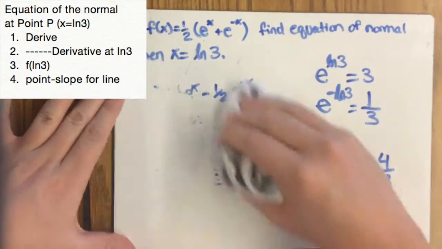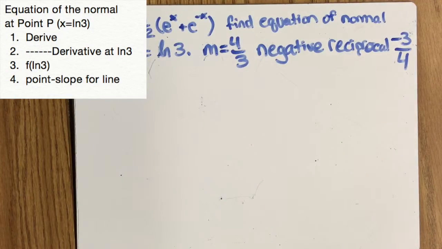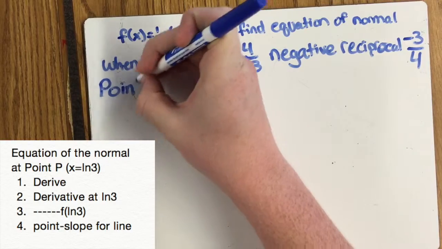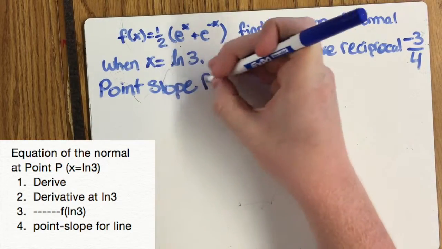However, we have been asked in the problem to find the normal, so we need to make sure that we switch our original slope to the negative inverse. So our actual slope of the line is negative 3/4. Then we use point slope form to find the equation of the line.